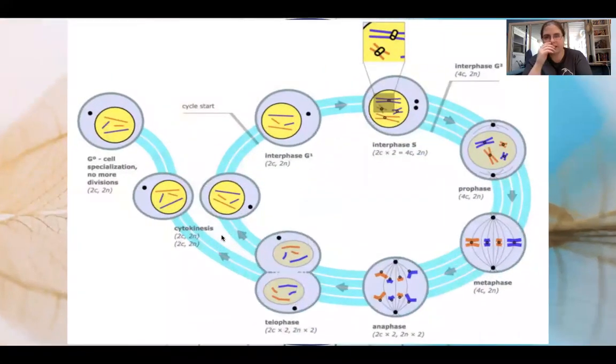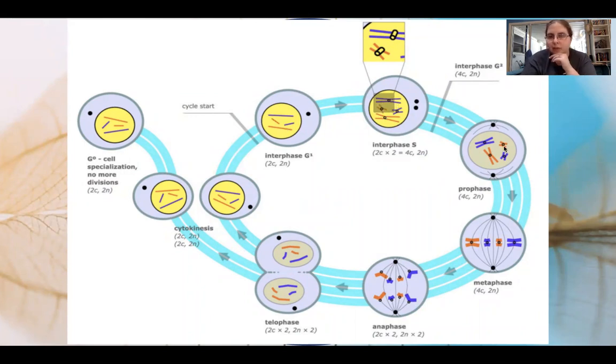All right, and here's another picture. So here we have our cell in G1 of interphase. Notice long purple, long red, short purple, short red, goes through replication, and we end up with our sister chromatids attached.